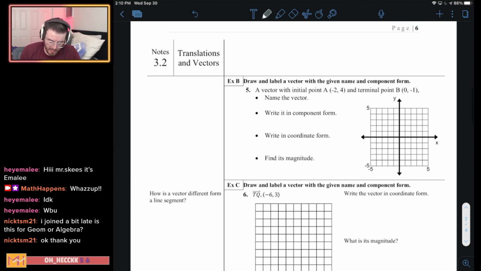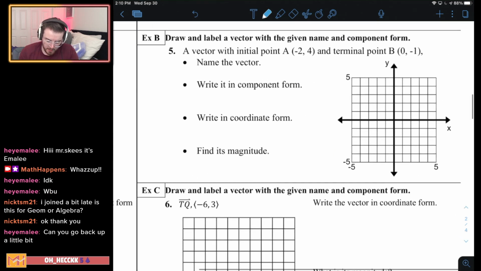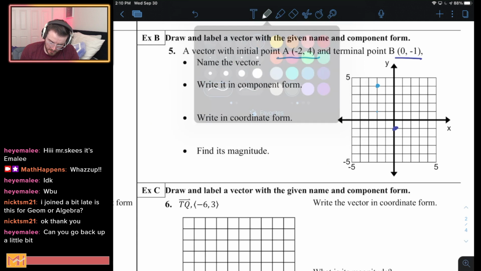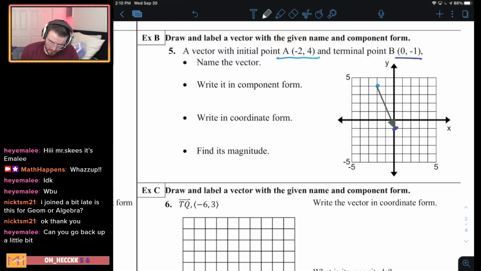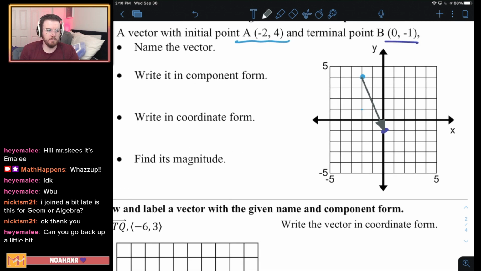So let's take a look at another one. Kind of the same idea. It's not plotted for us, so let's go ahead and plot it. A is at (-2, 4). So negative 2, 1, 2, 3, 4. And B is at (0, -1). So right there. And if we connect the two together, there is my vector.